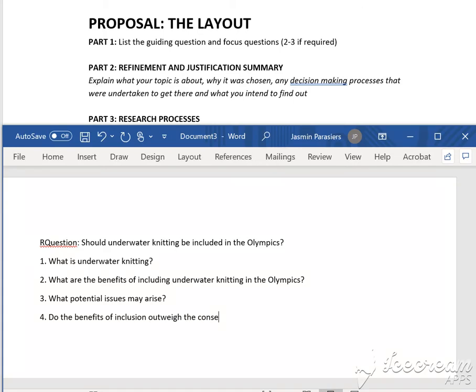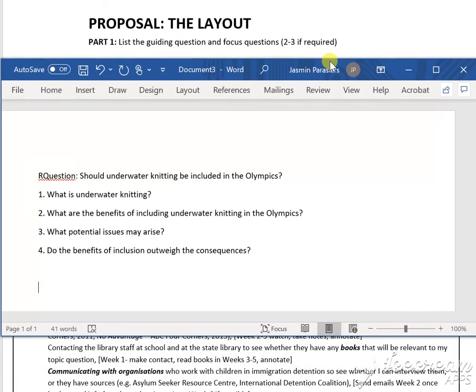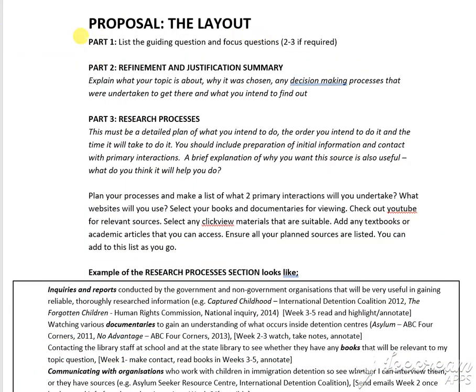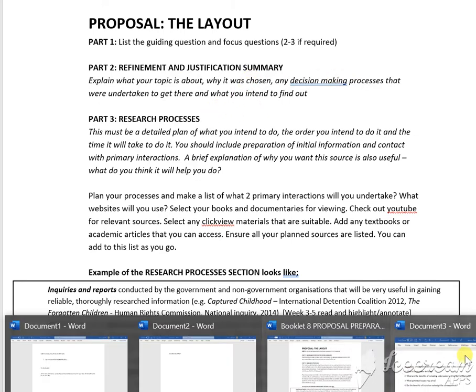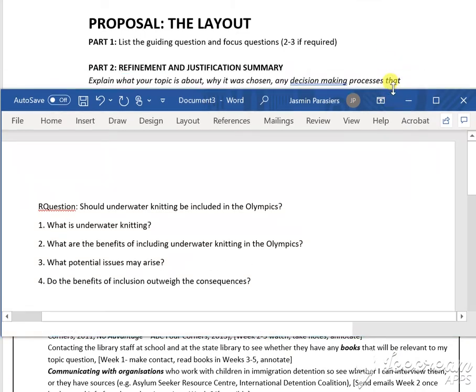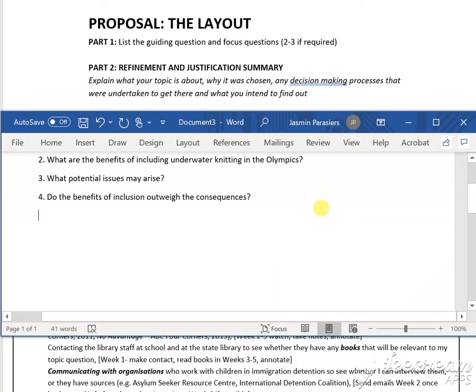Now, if I was you, obviously that process has emerged from weeks and weeks of planning. What we've just done there is part 1, listing the guiding questions and the focus questions. Now we're going to go to part 2. We're going to explain what the topic is about, why it was chosen, how you've made these decisions, and what we want to find out. Okay, so let's do that. Subheadings are really useful in the project. Okay, justification / refinement, and we're going to work through these questions.